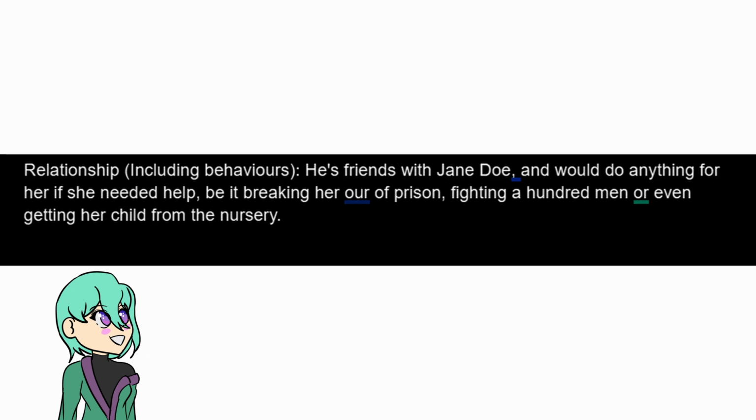Sitting onward, we have character relationships and how they behave. For convenience sake, I'll only do one person. He's friends with Jane Doe and would do anything for her, be it breaking her out of prison, fighting 100 men, or even giving her child from the nursery.